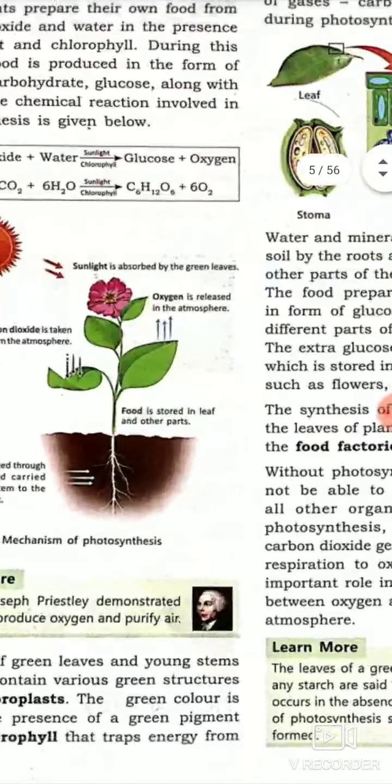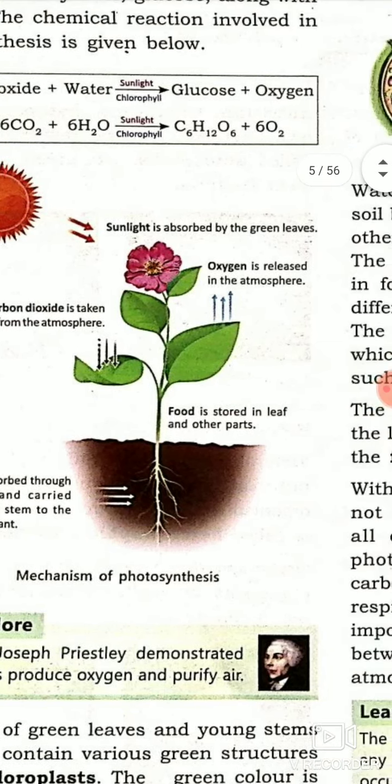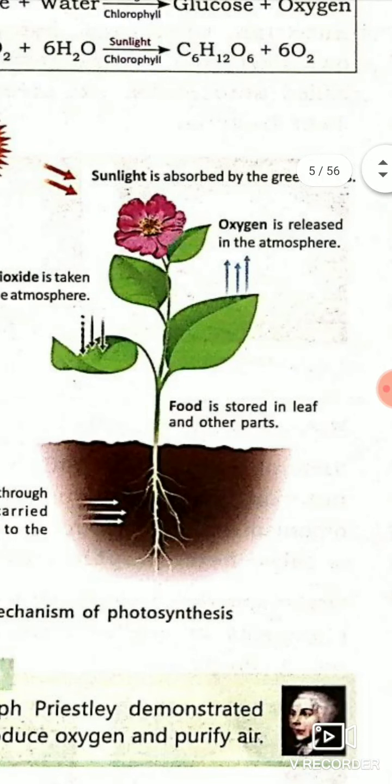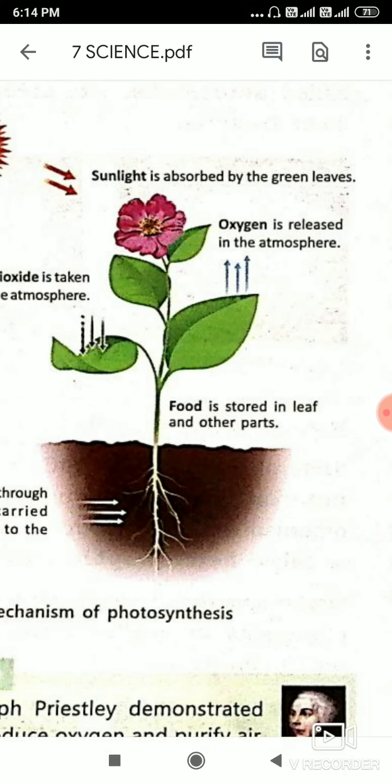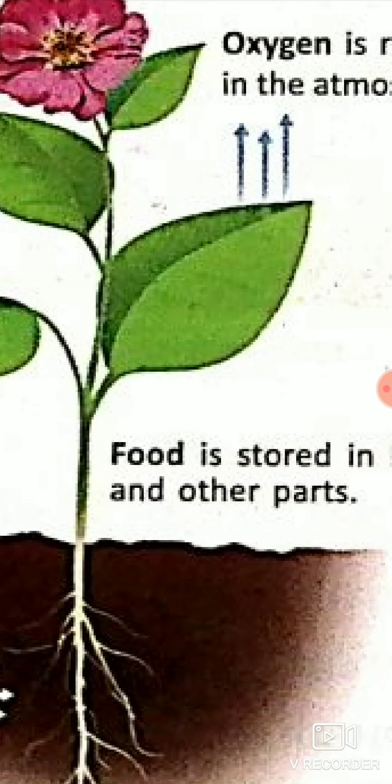And the next thing that is used is water. Water is absorbed through the roots and carried through the stem to the rest of the plant. Here you can clearly see the roots, which is why we water the plants, and that is how water goes through the stem. And in the leaves the preparation of food takes place.